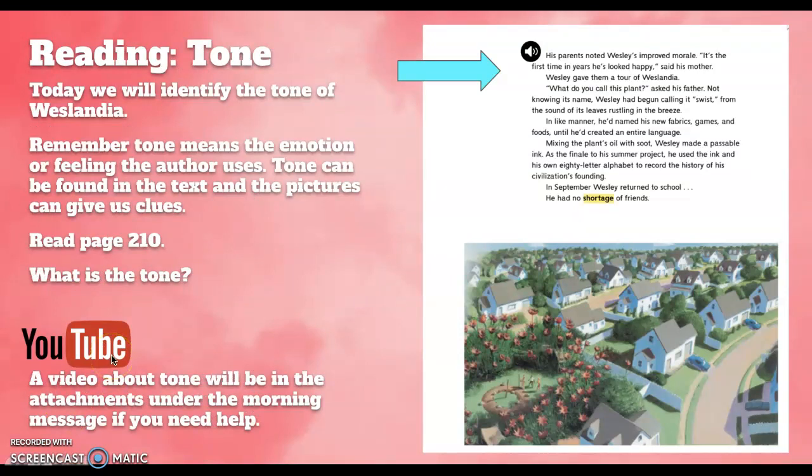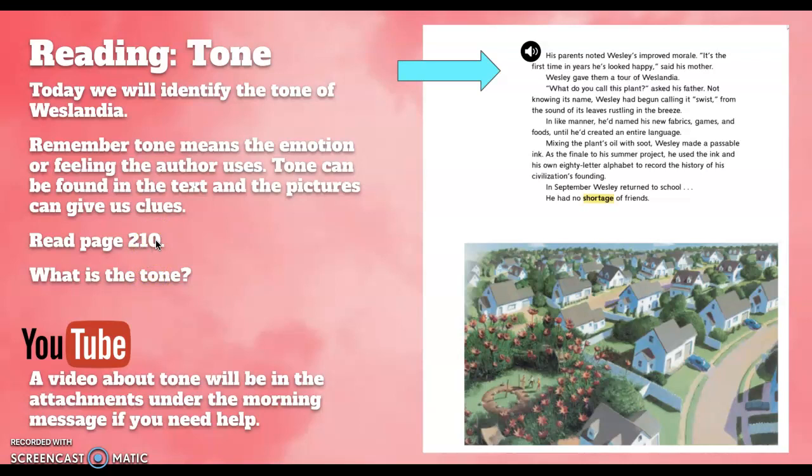Okay guys, so the next section that we're going to be working on our Go sheet has to do with tone. But before we actually get into the Go sheet, let's talk about tone. This is a concept that tends to be a little bit more difficult. So when we're talking about tone, remember tone means like the emotion or the feeling the author uses when they're writing. The tone can be found in the text and in the pictures. The pictures can kind of give us clues.